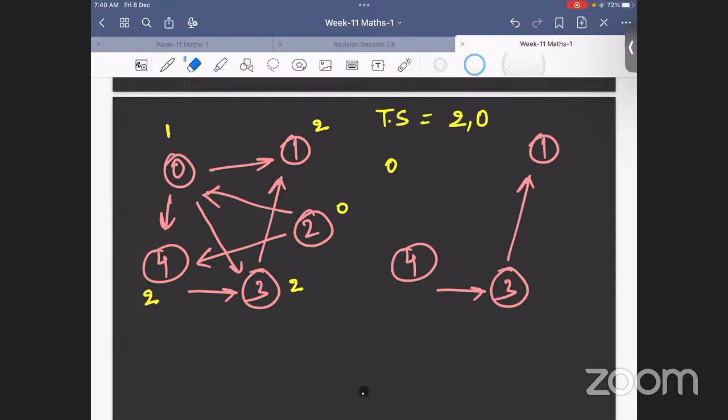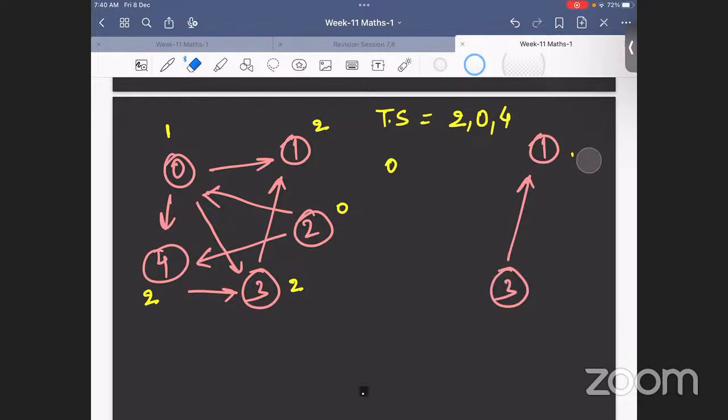What will be the value of in degree now? For 1, it's 1. For 3, it's 1. And for 4, it's 0. Which vertices you will be taking next? 4, correct? You'll be taking 4. You can write the 4 here in your topological sequence. You'll have to remove 4 along with the incident edges.